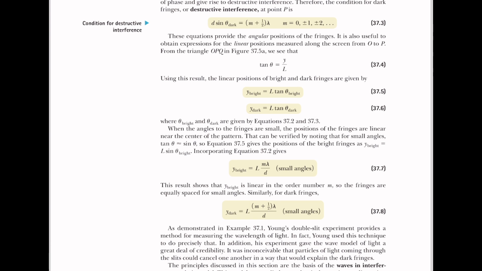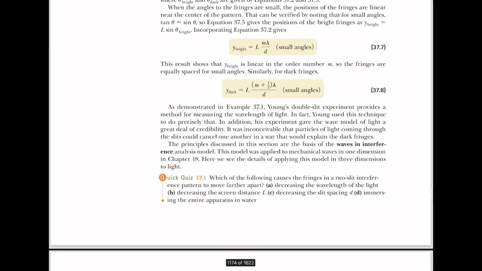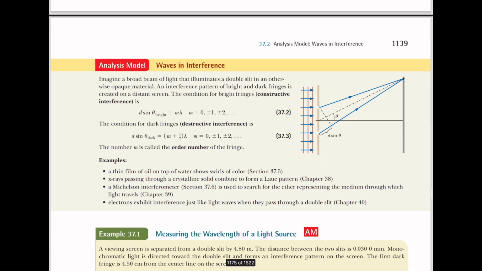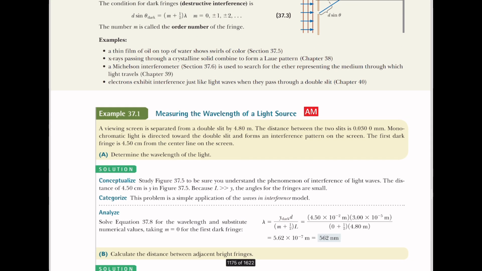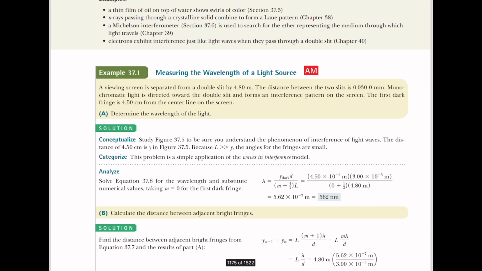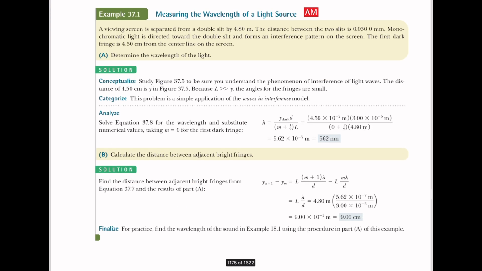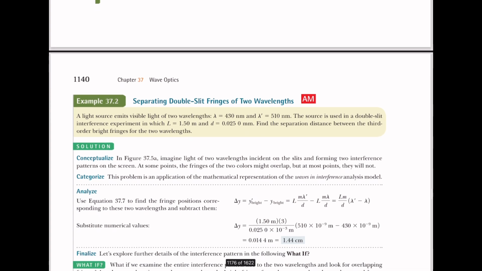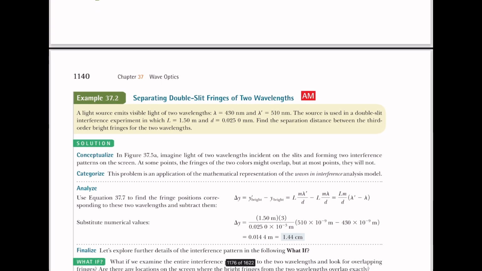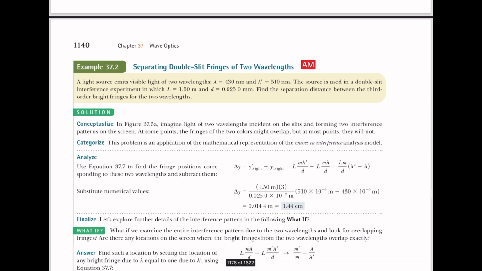y bright, y dark, some equations that I cannot really look at any deeper because of the 7-minute timer, and we have 2 minutes 27 seconds. Analysis model, waves in interference, and an example, first example of the chapter, measuring the wavelength of a light source. Okay, it looks like maybe we use some of the equations that we just saw. Example 37.2, separating double slit fringes of 2 wavelengths.